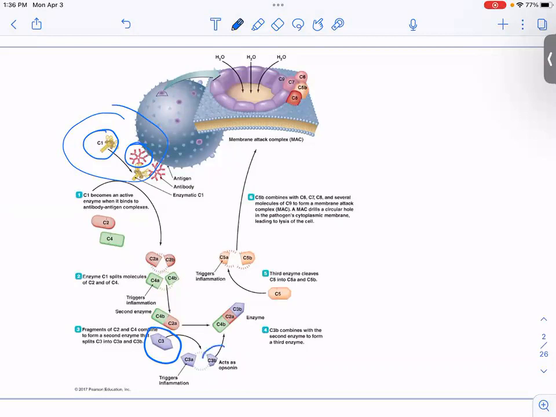Okay, that C3b acts as an opsonin. The C3a triggers inflammation, along with C5a also triggers inflammation. So that triggering chemotaxis and inflammation, those two things kind of go hand in hand. It's again the C5 and the C6, C7, C8, C9 that make the membrane attack complexes. All right, so remember, an opsonin is something that binds to the pathogen. Okay, binds like C3b, binds to the pathogen and makes our phagocytic cells more likely to be able to grab a hold of that pathogen.